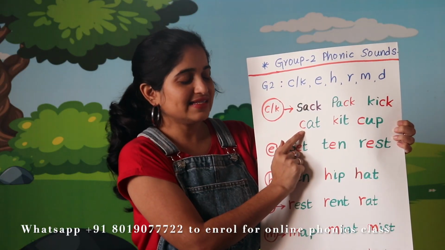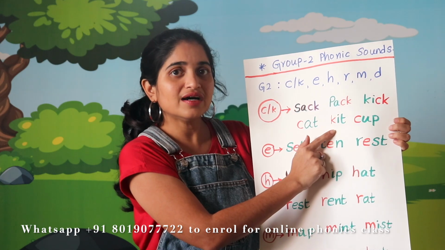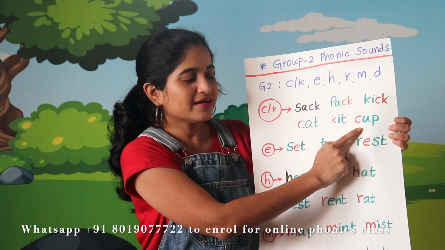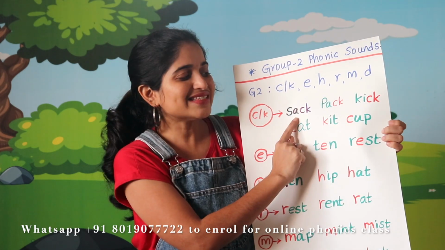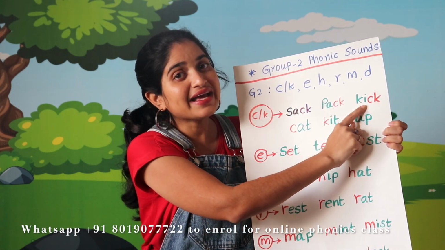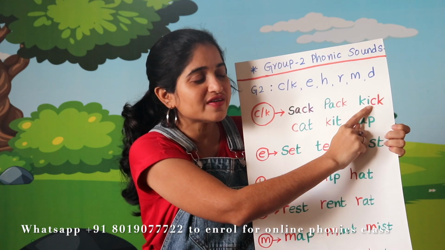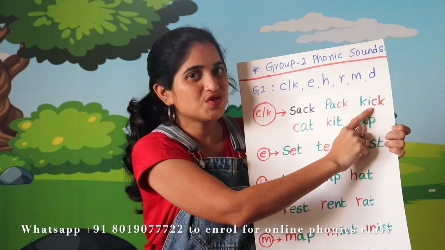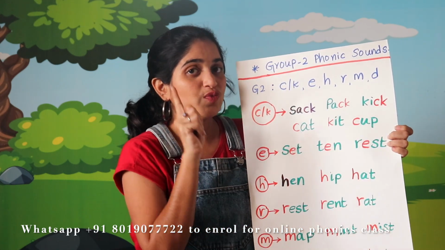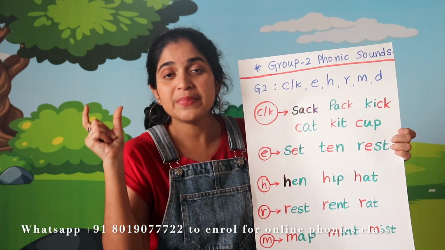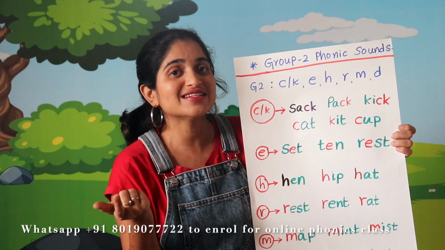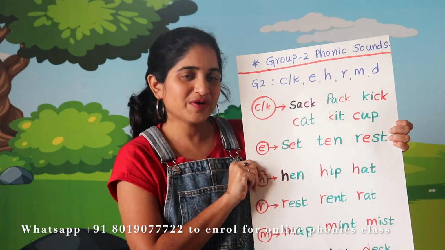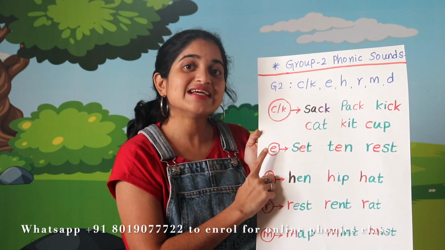K, K, K. So let's look at some words with the same sound. K as in cat, K as in kit, K as in cup, sack, pack, kick. What is the ending sound here children? K. So when you hear the sound K at the end, you have to write both C and K together. But when you hear the sound K in the beginning of the word, you have to write either C or K.